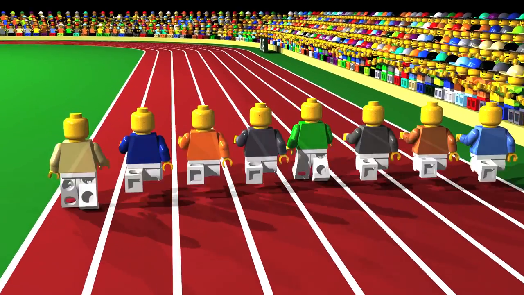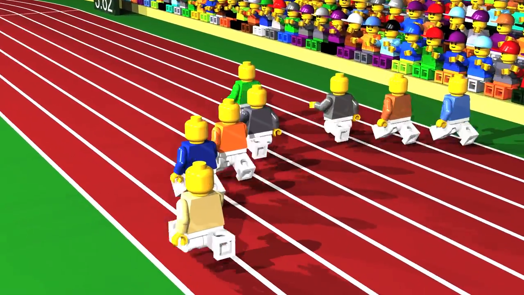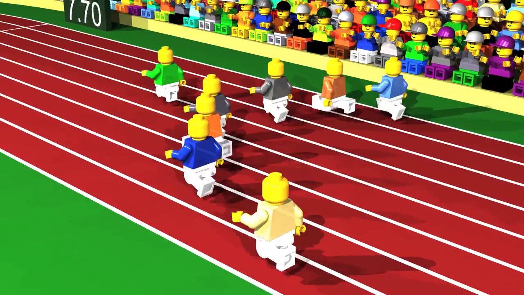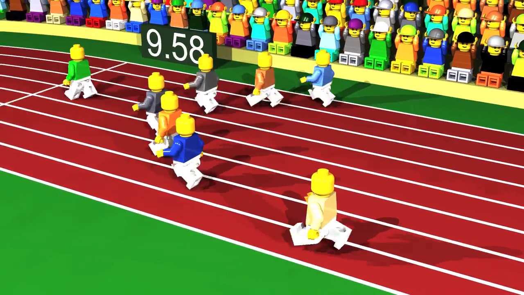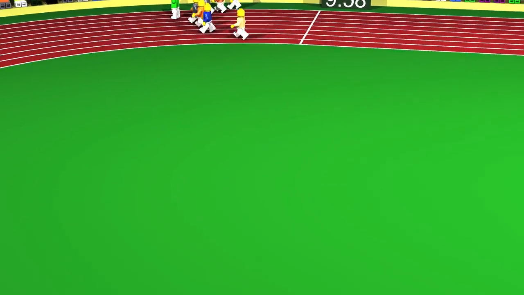A 100-meter race. Who will win? Seconds. Bravo!